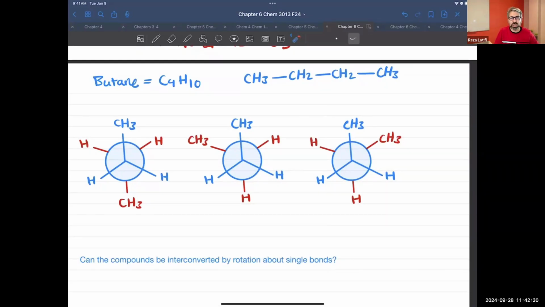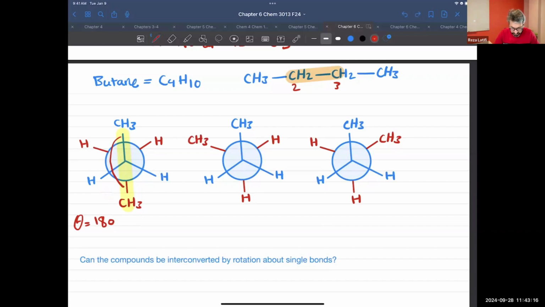Butane has 4 carbons, C4H10, or CH3, CH2, CH2, CH3. If you look at this molecule through the bond between carbon number 2 and carbon number 3, you will get at least three different structures. In the first structure, one methyl is pointing up and the other is 180 degrees from it. In that case, we say the dihedral angle is 180 degrees. The dihedral angle is the angle between these two substituents.